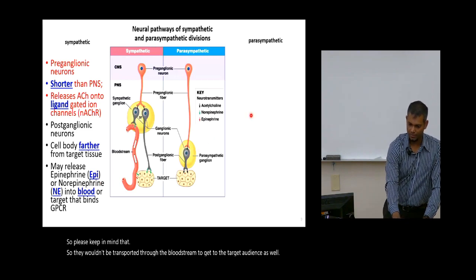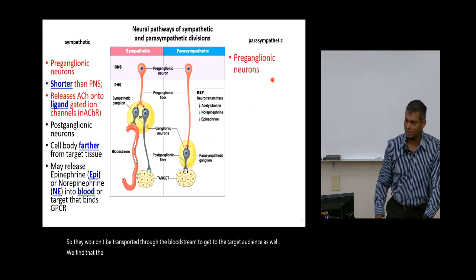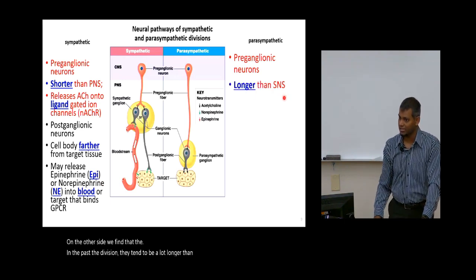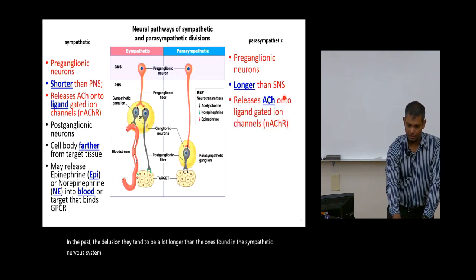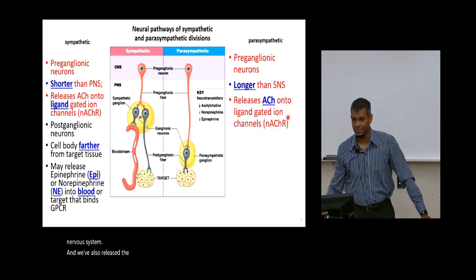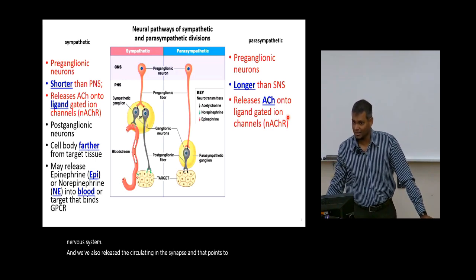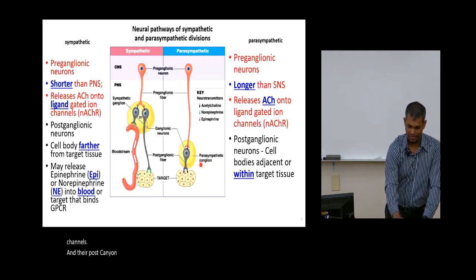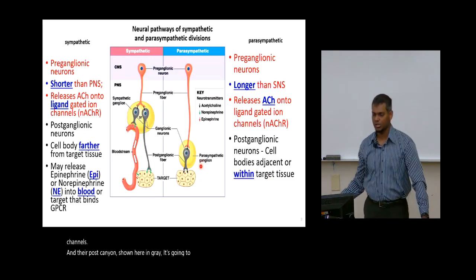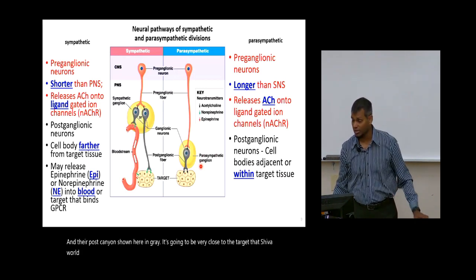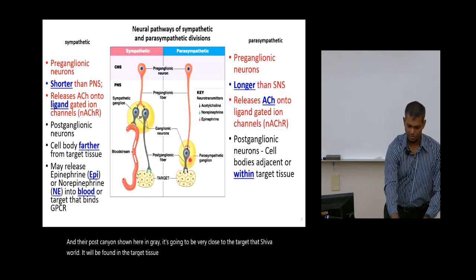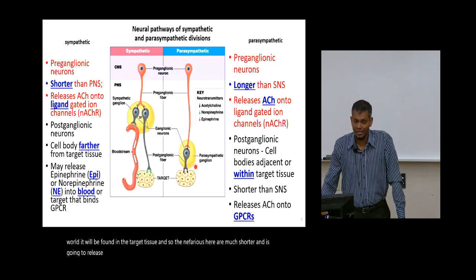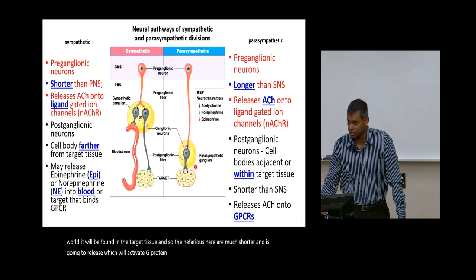Now on the other side, we find that the preganglionic neurons in the parasympathetic division tend to be a lot longer than the ones found in the sympathetic nervous system. They will also release acetylcholine in the synapse, and that binds to ligand-gated ion channels. And the postganglionic neuron, shown here in gray, is going to be very close to the target tissue, or it will be found in the target tissue. And so the nerve fibers here are much shorter, and it's going to release acetylcholine, which will activate G protein coupled receptors.